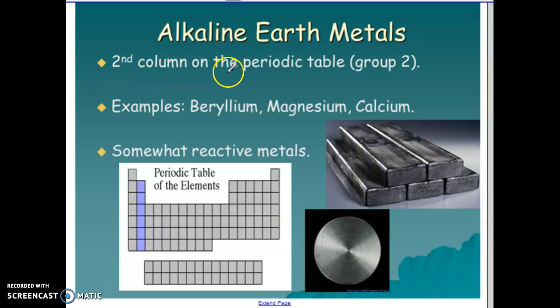So the second column on the periodic table, group number 2, so every element in group number 2 is included here. I just picked 3 from that column: beryllium, magnesium, and calcium. So they are still reactive metals. They're just not as reactive as group number 1. All of these metals are grayish in color, like a dark gray, and they also have luster.